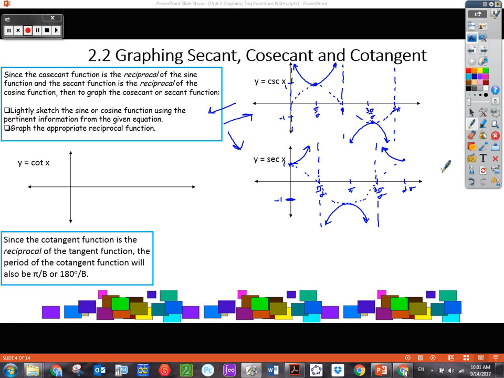Now, if that really troubles you, you don't want to cut that in half. You certainly could extend it on both sides, but then you would be graphing more than one period. So this is what secant looks like in its standard parent form. Now, cotangent, unfortunately, I can't really graph the shadow of tangent, and it doesn't work for cotangent. It only works for cosecant and secant. Cotangent is its own little guy.